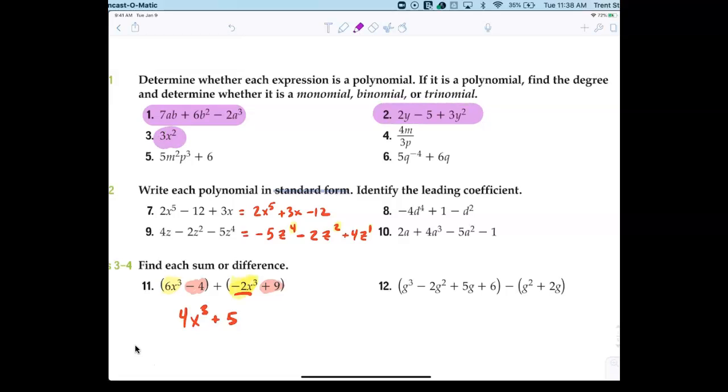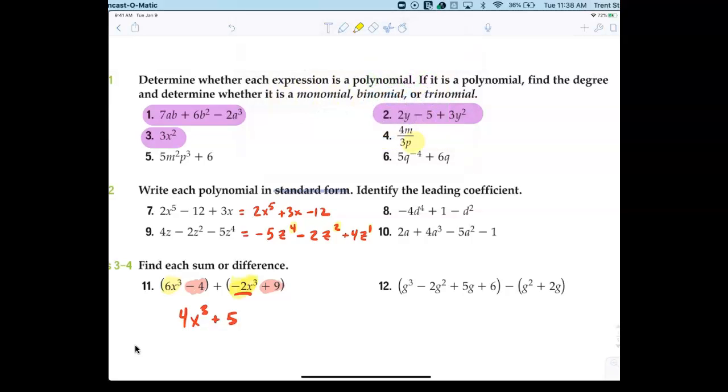This one is also a what? This is a monomial. Right? There's 3 terms, right? What separates terms? Addition and subtraction. Right? Now let's look at number 4.